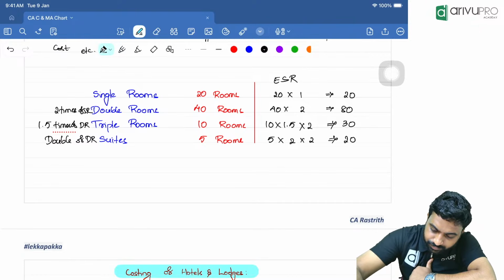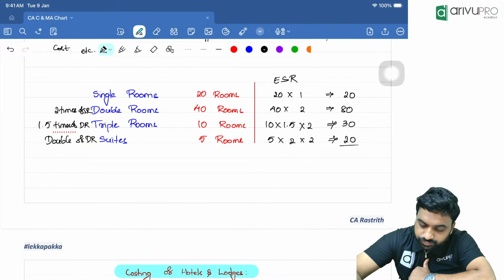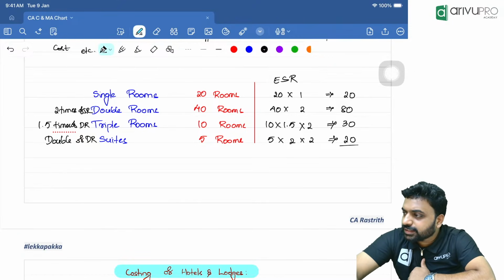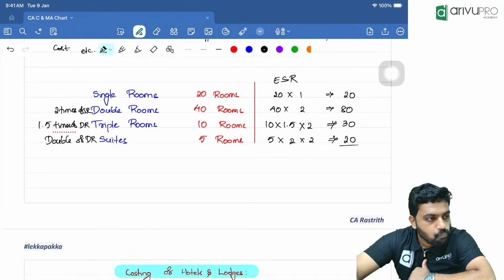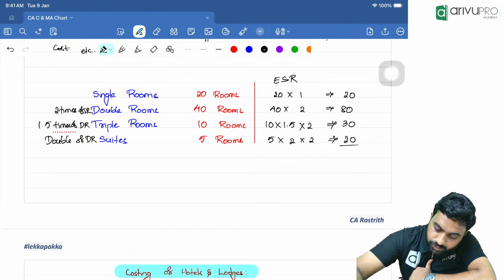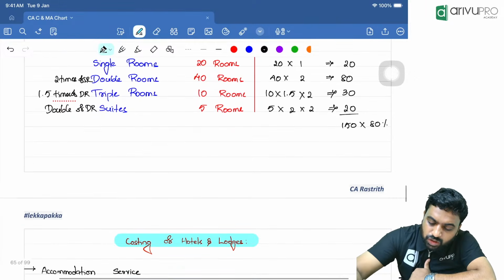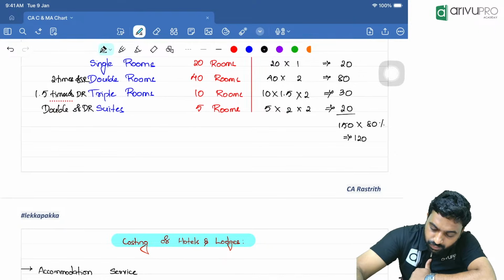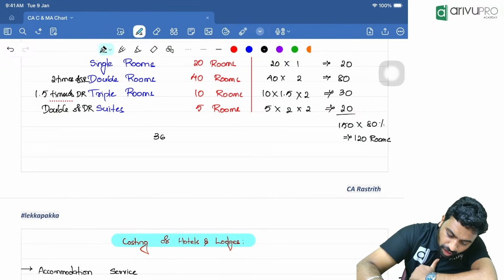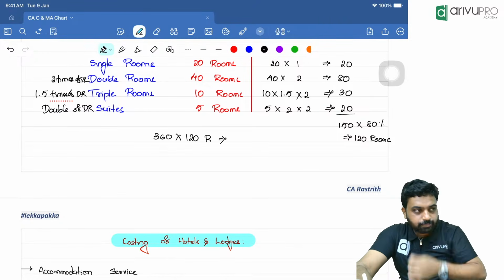Got it? Let's say all the rooms are 80% occupied. How much is it? Total 150. Of that, let's say 80% is occupied: 120 rooms, okay, not room days. Now let's say we are operating for 360 days. For 360 days, on an average 120 rooms will be full. That means how many room days in a year?